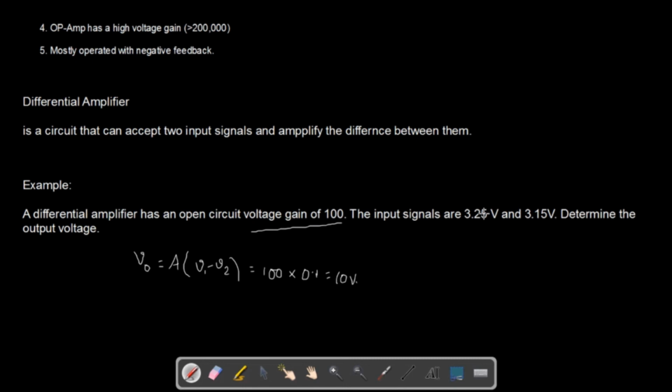Now you see, if I apply two different signals, take the difference between them, and multiply it with the gain, I get a value. But many operational amplifiers have much greater gain than this. It depends on what kind of instrument you are using. So this is a very straightforward question, and it straight away tells you the usual application of an operational amplifier.